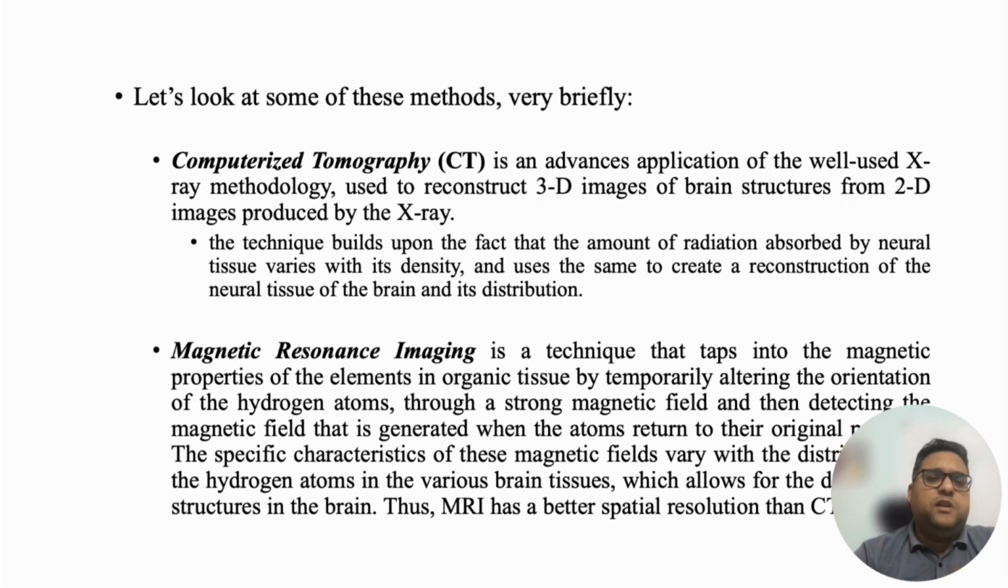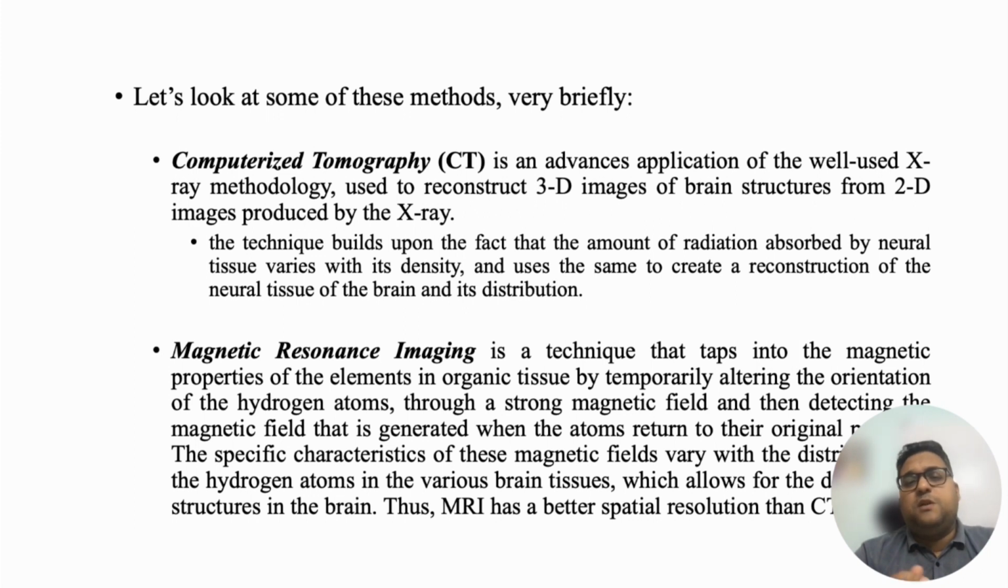Magnetic resonance imaging, or MRI. Magnetic resonance imaging, or an MRI, is a technique that taps into the magnetic property of the tissue by temporarily altering the orientation of the hydrogen atoms present in the tissue through a strong magnetic field. This is then detectable when the atoms return to their original position, and can be captured by the MRI scanner. Now, the specific characteristics of these magnetic fields vary with the distribution of the hydrogen atoms in various brain tissues, which allows for the detection of structures in the brain.